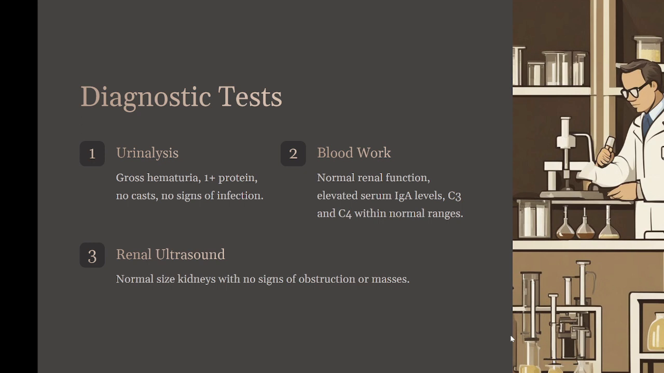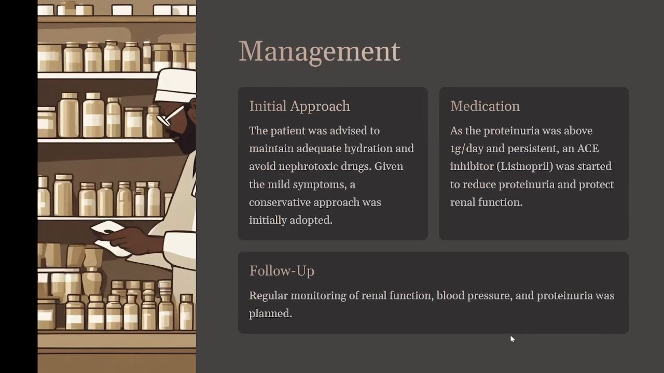Blood work: normal renal function, elevated serum IgA levels, C3 and C4 within normal ranges. Renal ultrasound: normal size kidneys with no signs of obstruction or masses. Renal biopsy, indicated due to persistent hematuria and proteinuria, revealed mesangial proliferation and IgA deposition, confirming the diagnosis of IgA nephropathy. Management. Initial approach: the patient was advised to maintain adequate hydration and avoid nephrotoxic drugs.